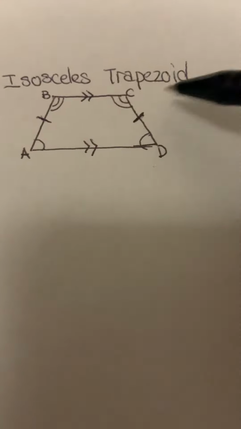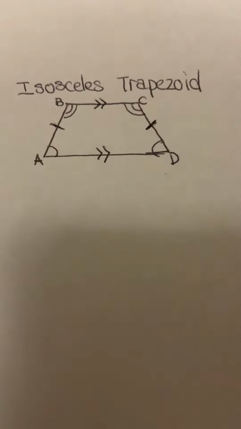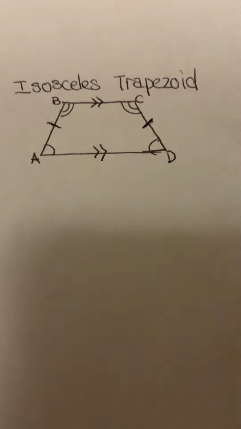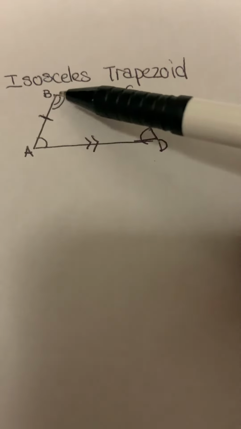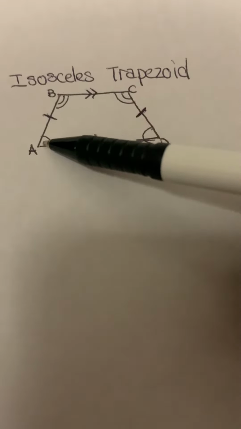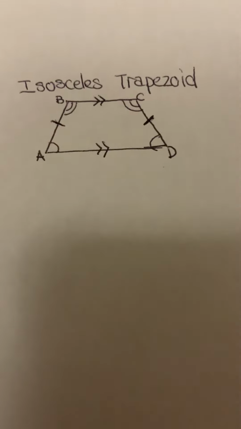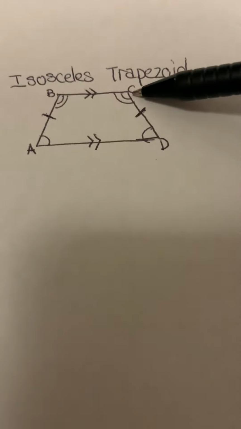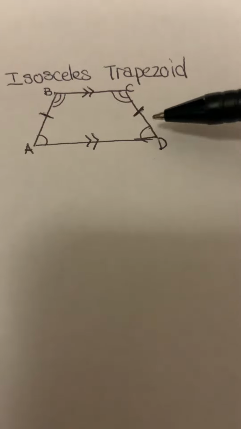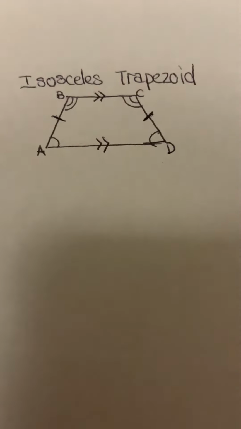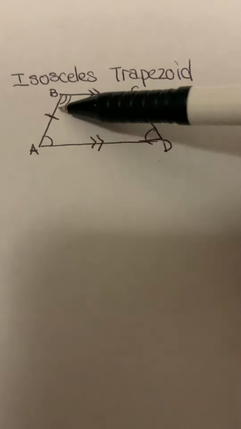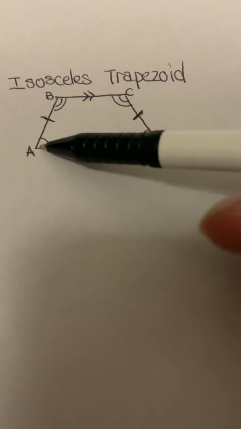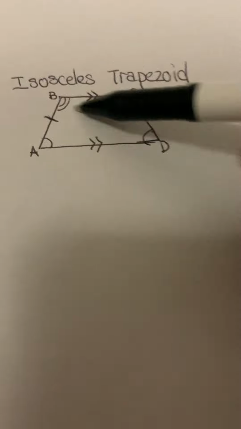Now, if you look at this also, similar to what we were doing with the parallelograms, since these are parallel lines, that means that angle B plus angle A is going to equal 180. Likewise, angle C is going to add with angle D to also be 180. So that means that these two angles are supplementary to each other and these two are supplementary. Likewise, supplementary here and supplementary here.